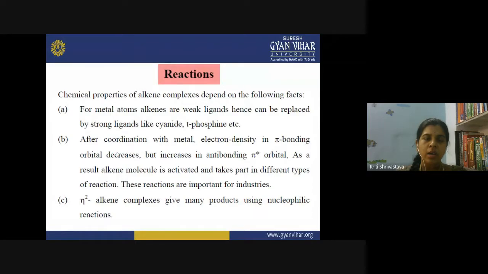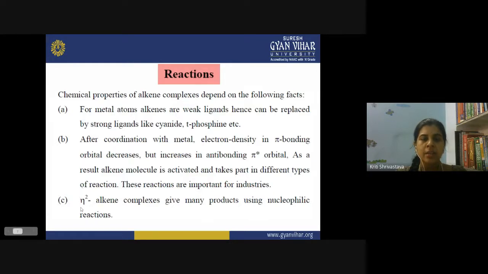Earlier the electrons were present in the bonding molecular orbital, right? The pi MO was containing both electrons, but after the complexation with the metal, now the electrons are also present in the anti-bonding pi star molecular orbital. And these high energy electrons, if they are present on the alkene molecule, then they will do what? They will activate the alkene molecule. They will be available to perform reactions very easily because they have high energy. So these activated alkene molecules take part in different types of reactions, and most of them are very important for the industries as well. They have commercial applications.